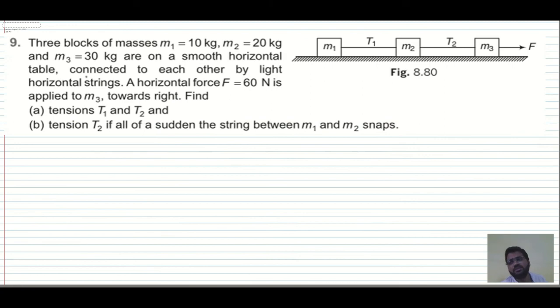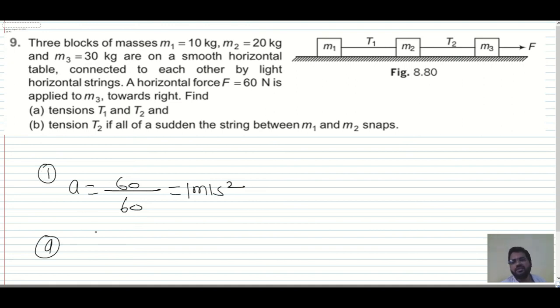And now the last question which we have, three blocks of masses 10 kg, 20 kg and 30 kg are on a smooth horizontal table connected to each other by a light string. A horizontal force 60 Newton is applied on M3 towards right. Find the tension T1, T2, and tension T2 if the string between M1 and M2 snaps. Okay. So firstly we'll calculate what is tension T1 and T2. Acceleration we have greater force 60 divided by total mass in the system 60, which is equal to 1 meter per second squared.